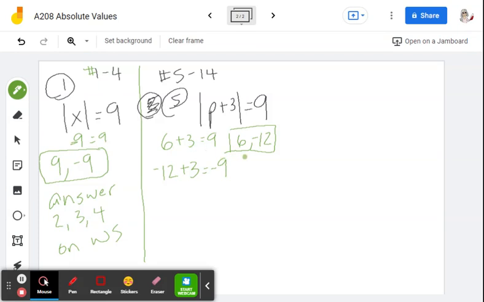So pause the video right now and answer, I'm writing on like a little tablet, answers number 6 through 14 on the worksheet, and then come back. And then we'll do the next type, which will be two-step.